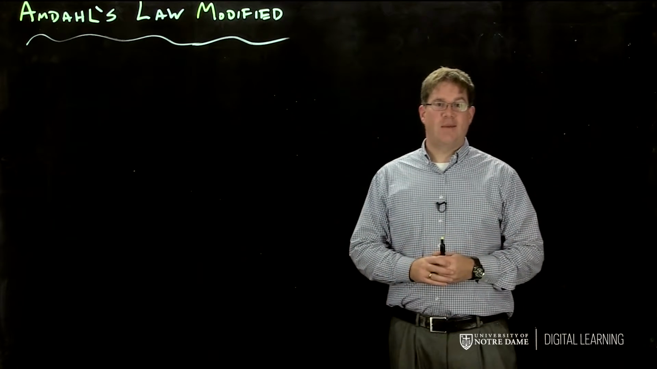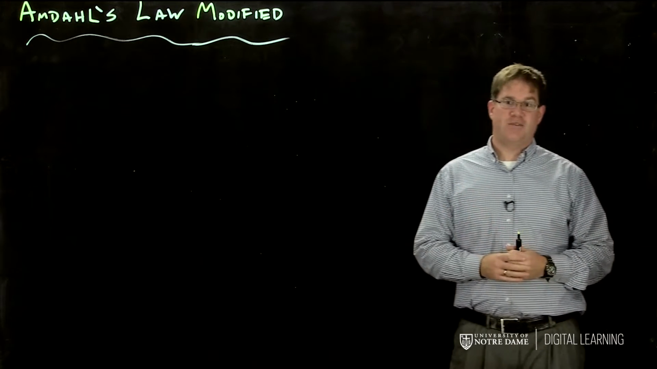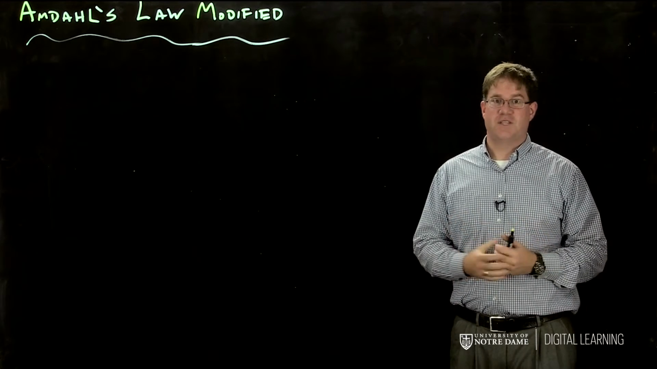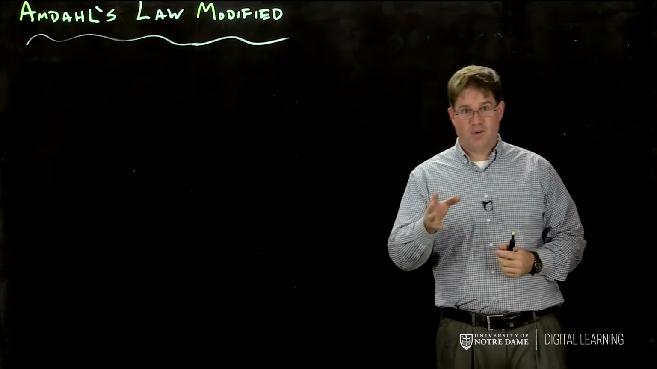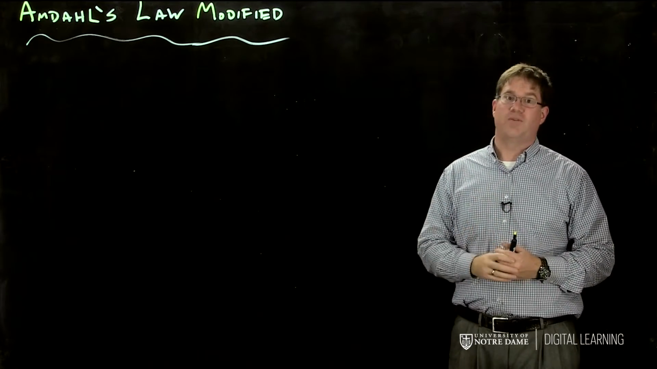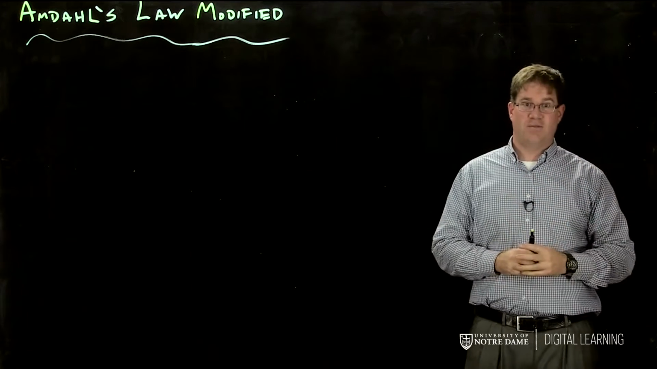So far, we've seen how Amdahl's law can be used as a simple model of an application to give us the upper bound of performance as we increase the number of cores. Now, it's important to remember that Amdahl's law gives us the upper bound on performance. It doesn't actually predict the performance of an application. It just gives us the envelope.